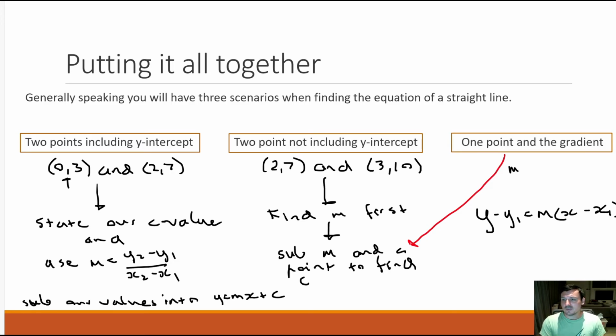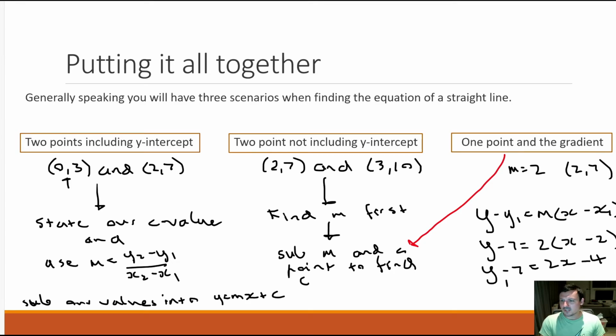And I'll show you here. So if I have m equals 2 and the other point was (2, 7), what I'd end up with is y minus 7 equals 2 bracket x minus 2. So y minus 7 equals 2x minus 4. Now I just need to add my 7, and then I get my rule.